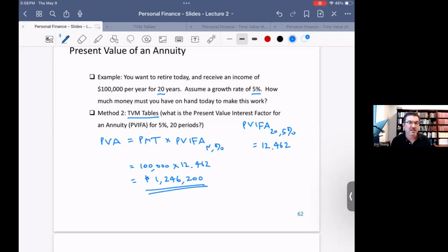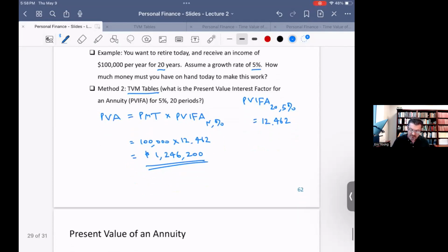Another way of saying this is, if today you had $1,246,200 in an account, you could draw $100,000 a year out, and it would last. You could do that for 20 years. Assume that your money grows at 5%. Okay, so that's pretty impressive.